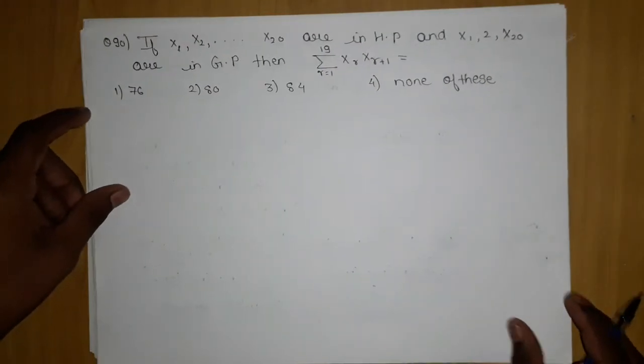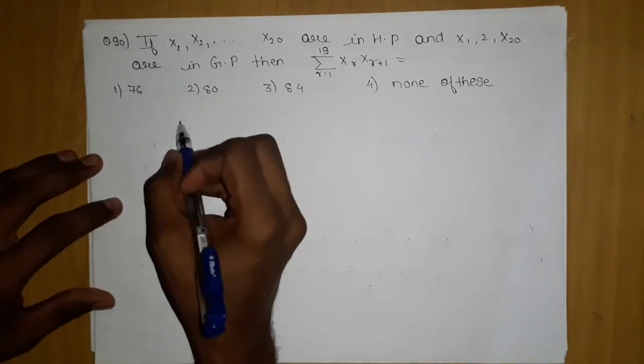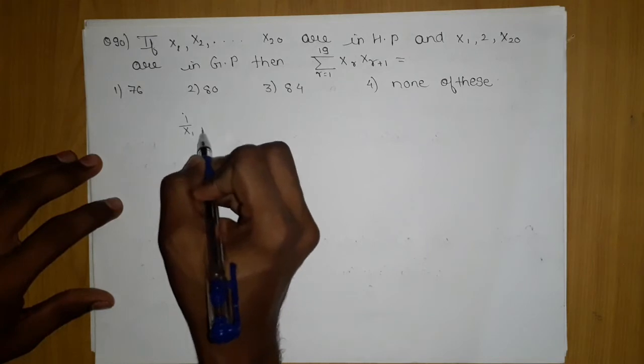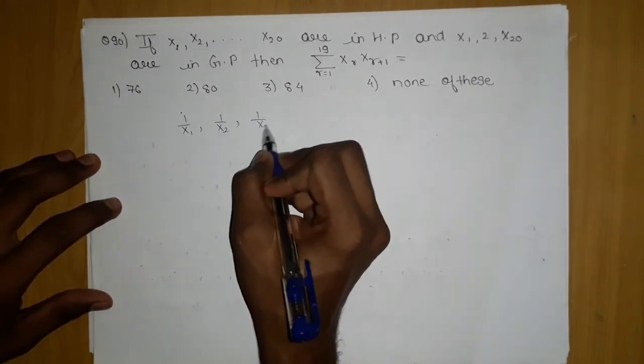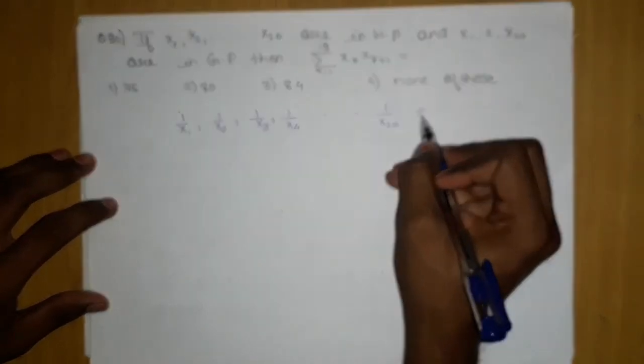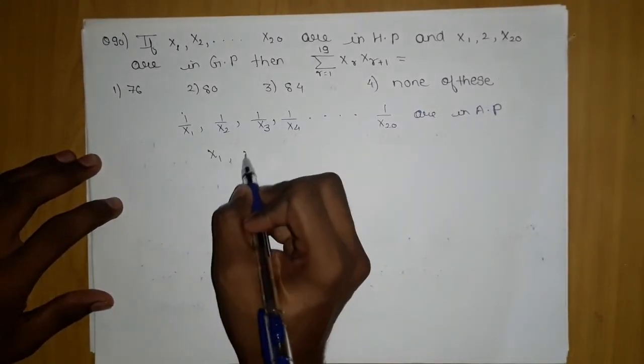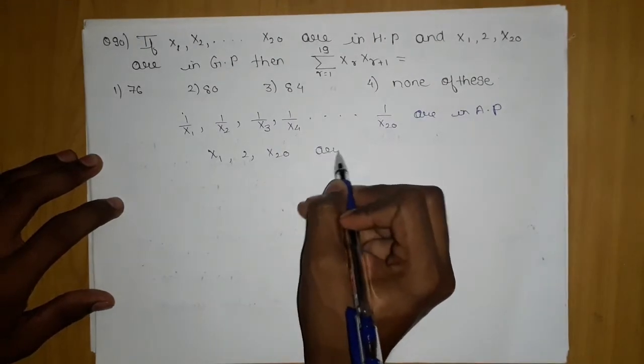Question number 90 is not an easy question. If x1, x2, and so on up to x20 are in HP, and x1, 2, x20 are in GP, then the summation for r equals 1 to 19 of xr times xr+1 is equal to what? Since they are in HP, 1/x1, 1/x2, 1/x3 and 1/x4 and so on up to 1/x20 are in AP.